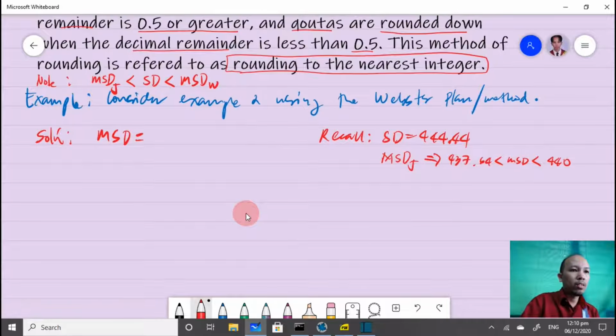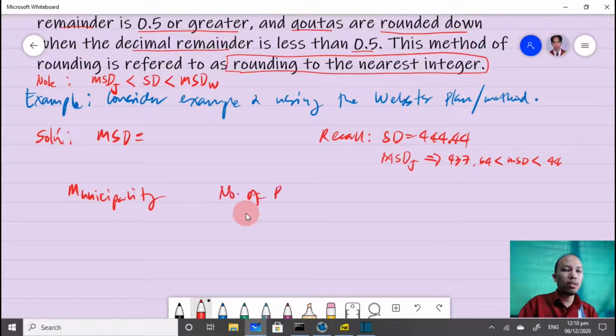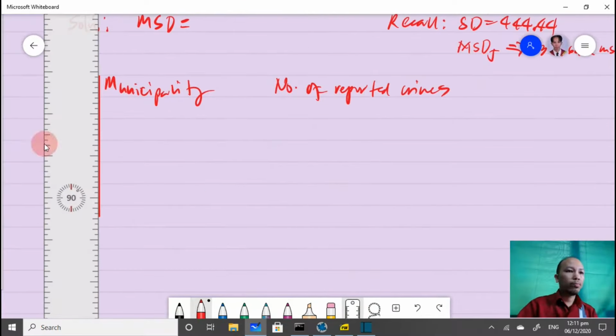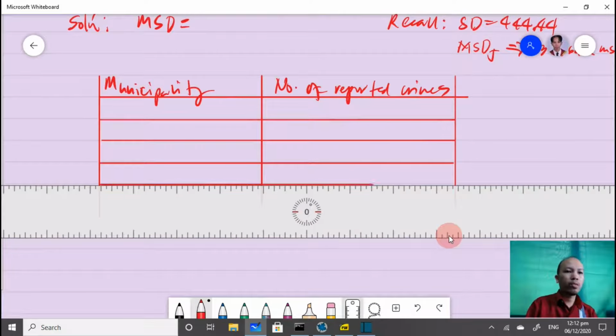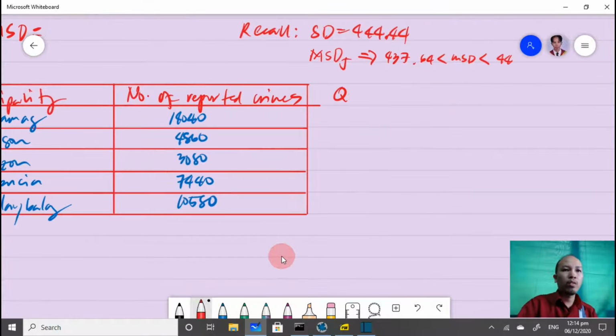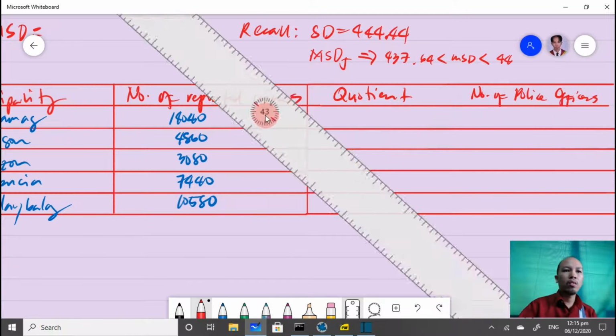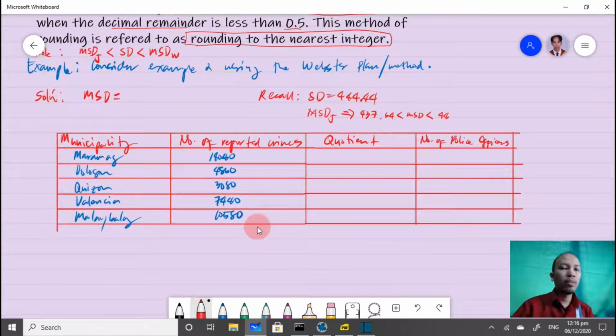So I'm going to proceed by making a table first. So let's have municipality, and then number of reported crimes. Okay, I am done with making the table.